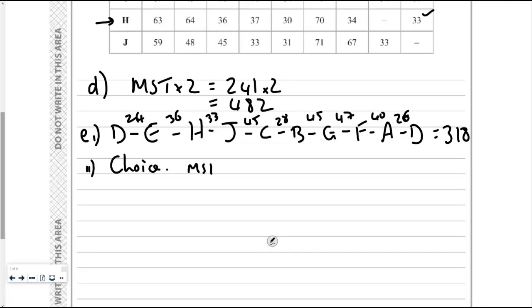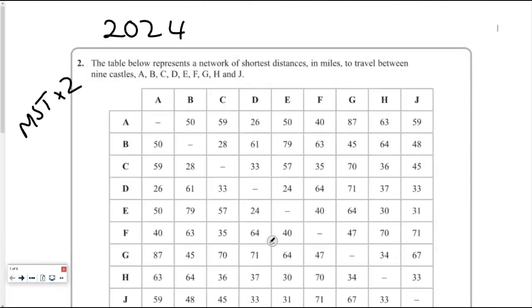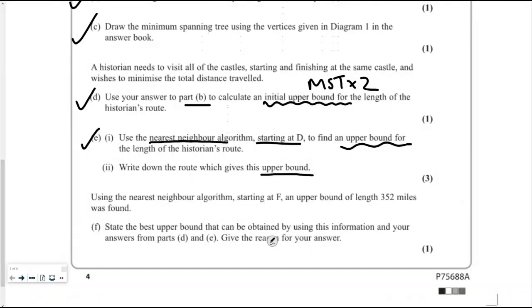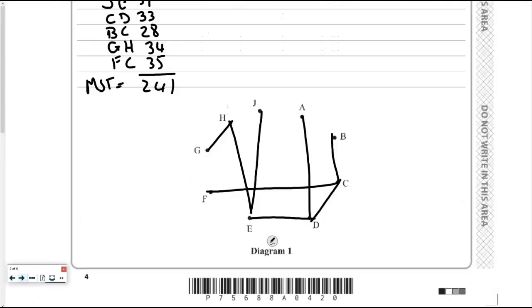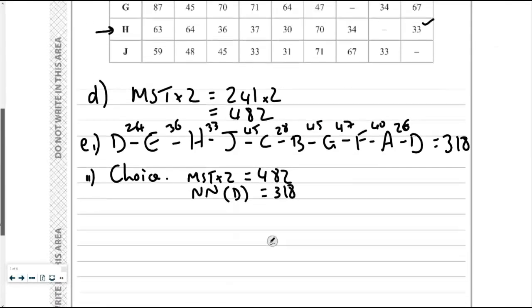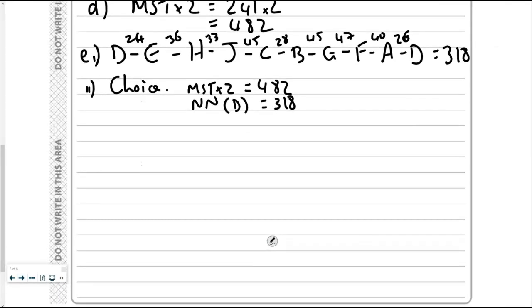I've got a choice. I've got MST times 2, which was 482. I've got nearest neighbour from D, which was 318. And the question also said on part E, part 2. Oh no, that's the other one. I've just got the extra choice, so it's just them two. And the best upper bound is the smallest, because you want to close down the gap in between the numbers.